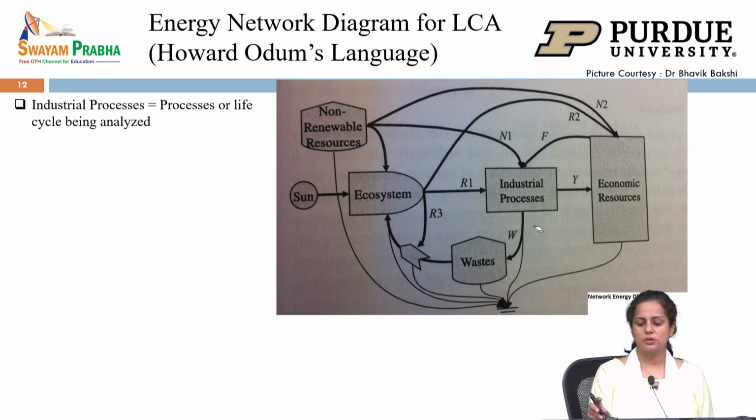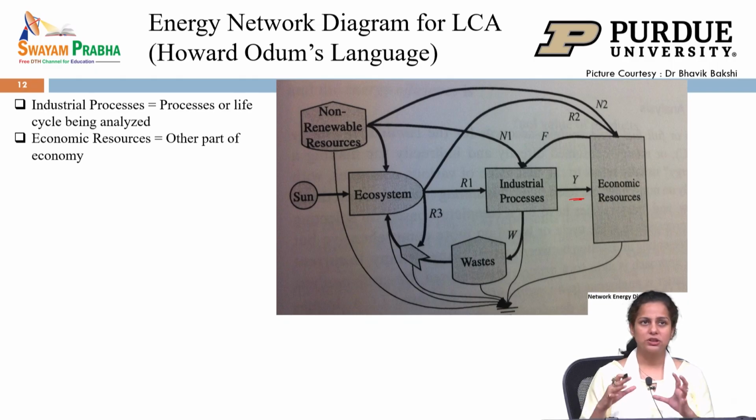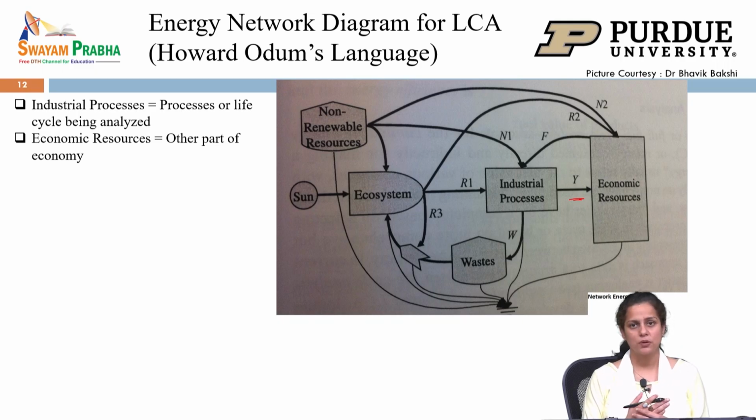And all these industrial processes are now interacting with the ecological system and producing economic resources. So, this is our Y, which is, remember, the final demand, which is the product that is being made for the economic consumption. And then we have non-renewable resources, which is mainly the fossil, and the N1 is mostly the flow that is going into the industrial processes. So, our industrial processes are processes or life cycle being analyzed. Then we have the economic resources, which is the other part of the economy to which we are sending the product. So, remember our system boundary that we made for LCA.